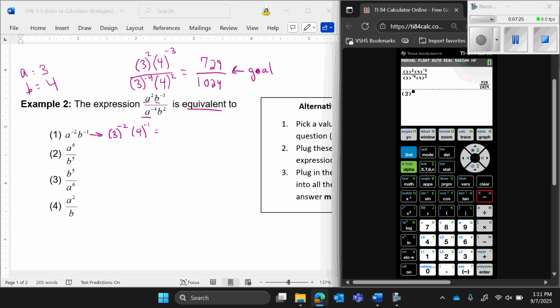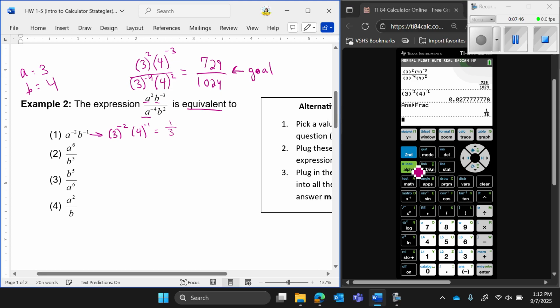3 to the -2nd power, get out of the exponent. 4 to the -1. And that is a decimal, that's not a fraction. So let's go to y equals, ooh, didn't mean to do that. I meant to go to math, choose fraction. And this is 1 over 36, which is not the same as what we started with. So, not cool, not the answer. Now we're going to go to the next one.